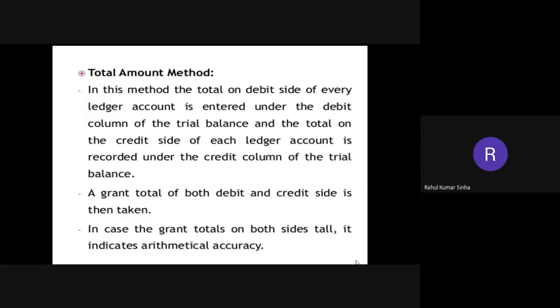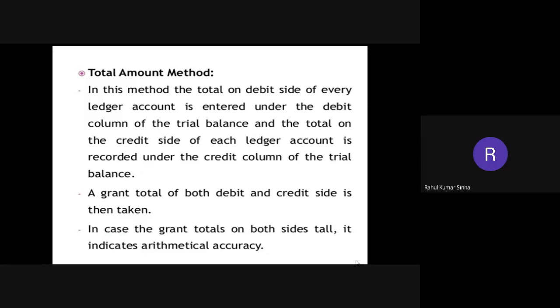In this method, the total on the debit side of every ledger account is entered under the debit column of the trial balance, and the total on the credit side of each ledger account is recorded under the credit column of the trial balance. A grand total of both debit and credit is then taken. In case the grand totals of both sides tally, it indicates arithmetical accuracy.